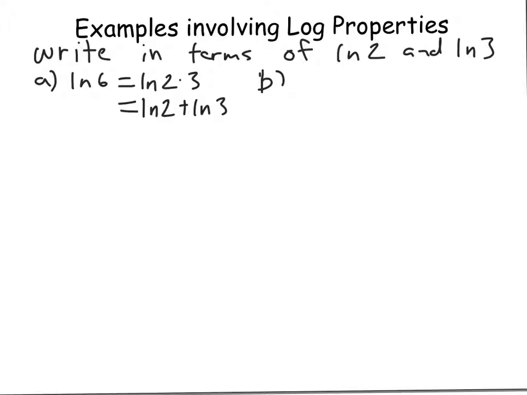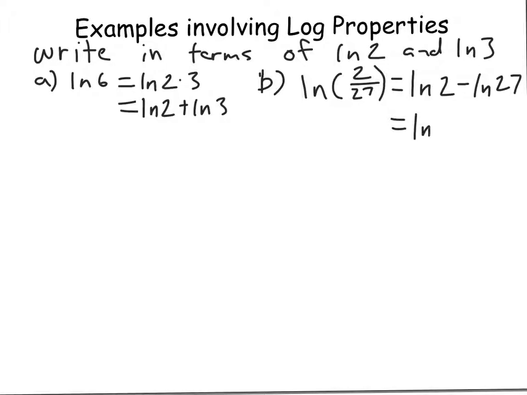Part B, let's go. I'm going to stick with natural logs, obviously. I'm not going to mess around with changing the base. How about that? What if it was ln2 over ln27? I would use my quotient property, and I could say ln2 minus ln27.